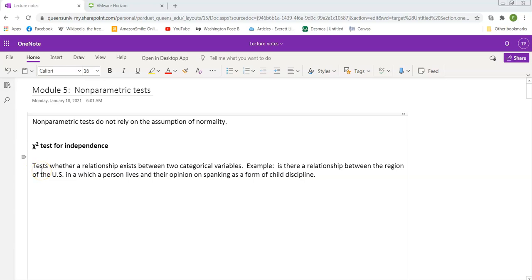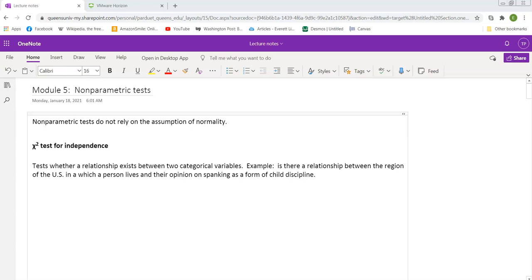The chi-square test for independence is a non-parametric test, and it's one of the most commonly used hypothesis tests in all of statistics. This is the one where we look to see if there is a relationship between two categorical variables, so two variables that are either nominal or ordinal. The example we're going to look at is whether there's a relationship between the region of a country where a person lives, or where they lived when they were 16 years old, and their opinion on spanking as a form of discipline.